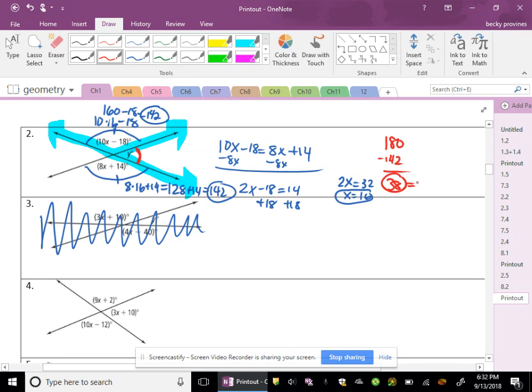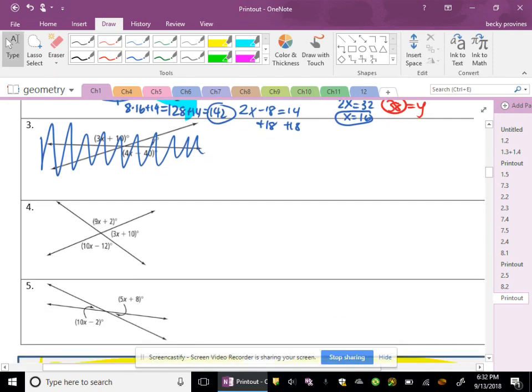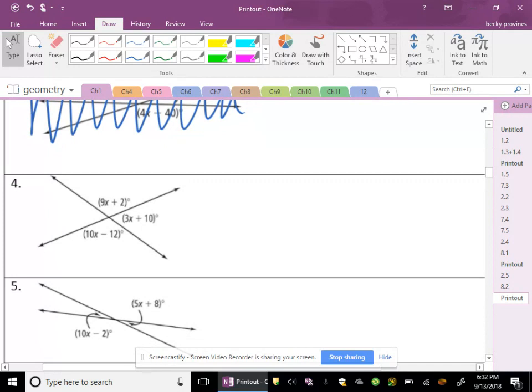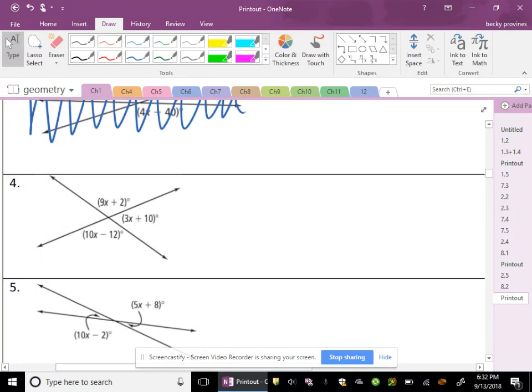And I should make that equals y. All right, so we're done. Now, moving on to number 4, we need a way to figure this out. And there are 2 ways to do it.